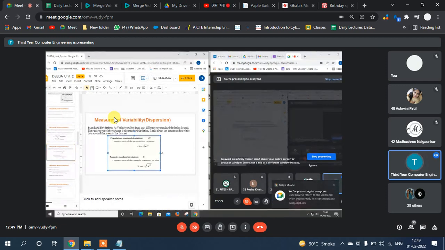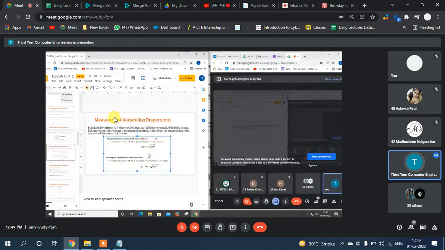The image is a little small, so maybe it is not visible. I'll just read it out so that everyone can understand. Standard deviation. Two terms are important: variance and standard deviation. When I'm not using measures of central tendency in my data set, at that time I'll definitely use variance and standard deviation. Standard deviation comes after the variance. So how to find out the standard deviation?